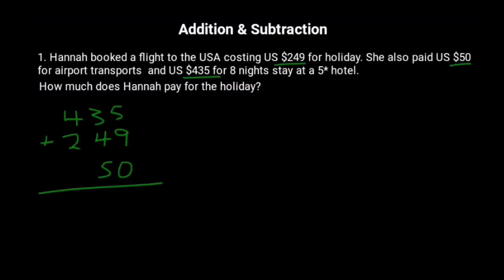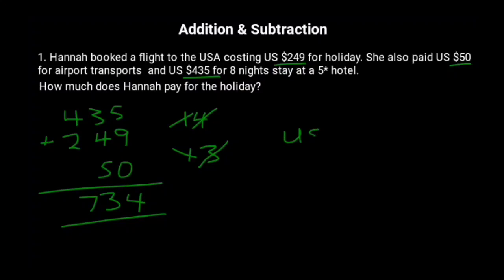Once again, from what we know, we add from the right column and we move on to the left. So 9 plus 5 gives us 14. We take our 4 and put it inside, one remainder. So 5 plus 4 gives us 9 and 9 plus 3 gives us 12. Plus the 1 from outside gives us 13. So we take our 3, we put our 3 inside, one remainder. 4 plus 2 is 6, plus the 1 from remaining gives us 7. So our answer is US $734. So that's the total cost of Hannah's holiday. That's how much Hannah paid for her holiday.